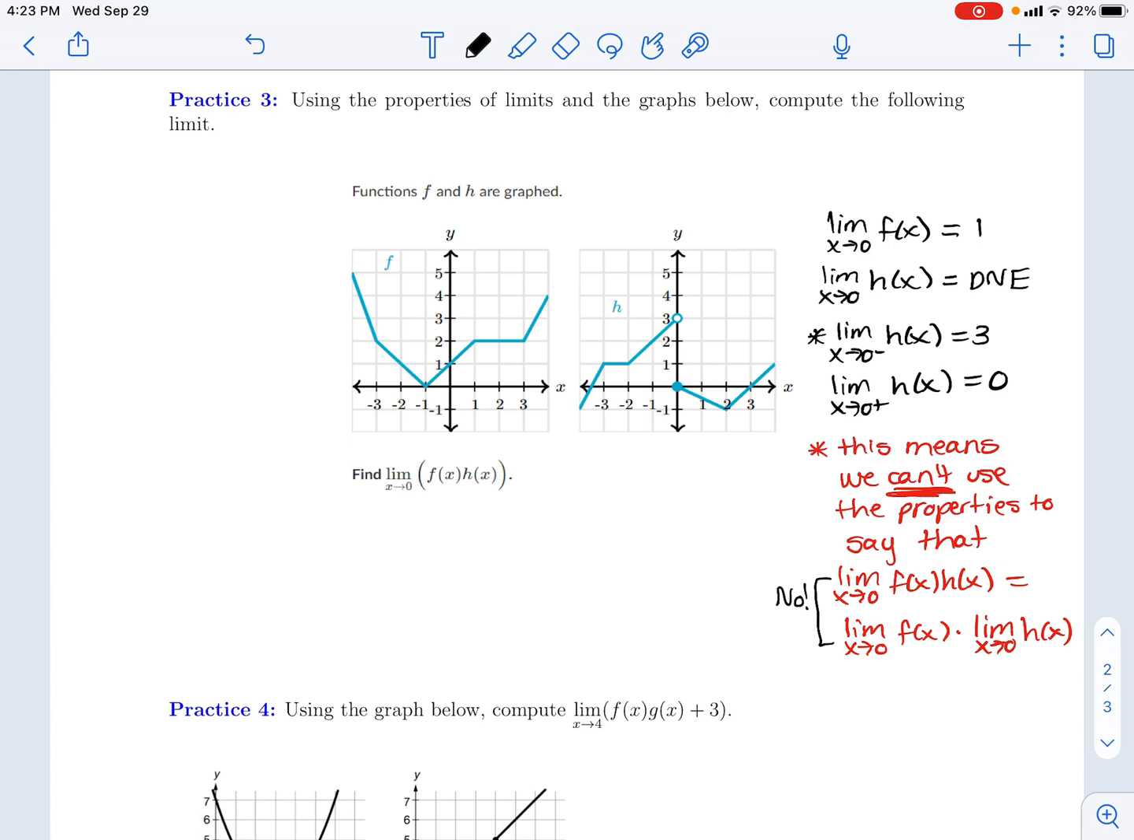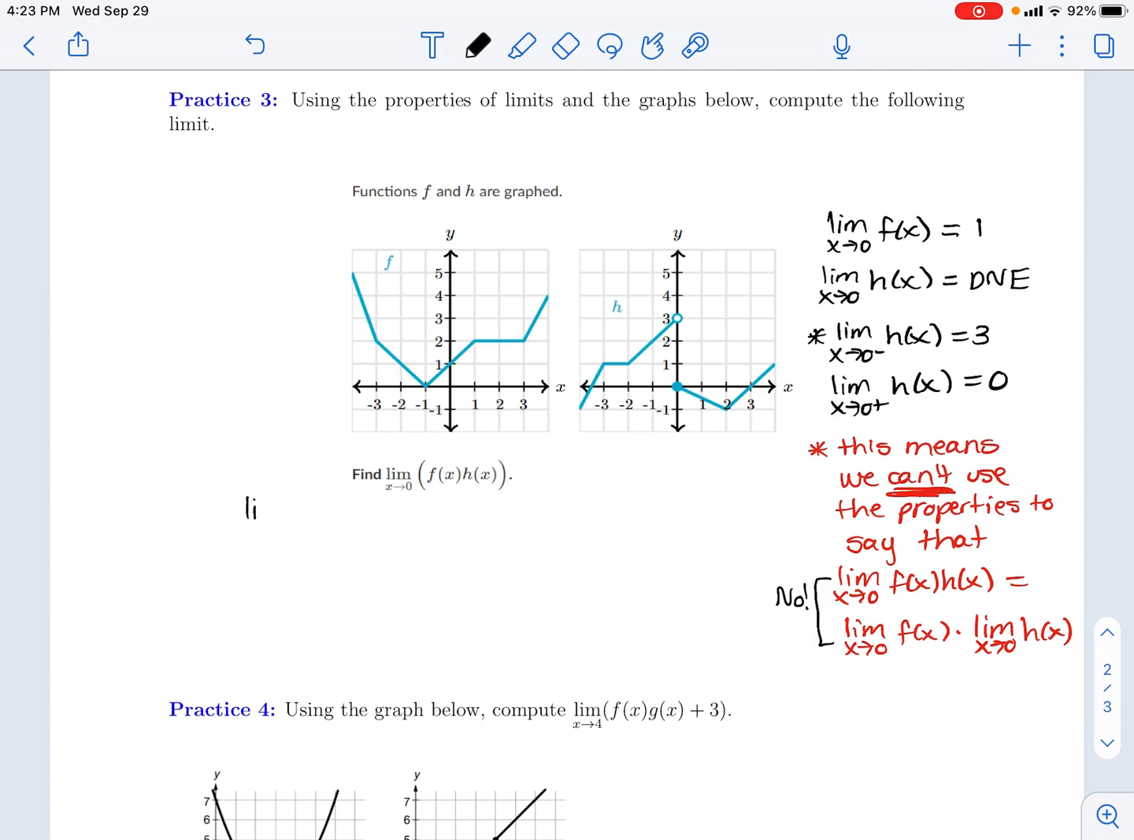Okay, so what we're going to do instead, since we can't directly use the properties of limits there, is consider the left-handed limit and the right-handed limit of f of x times h of x. That way we will end up using the properties of limits for each, the left hand and the right hand, because notice here that the left-handed limits and the right-handed limits for both functions do in fact exist.